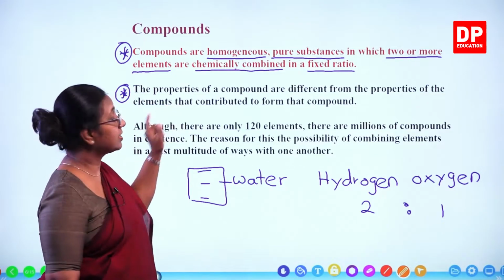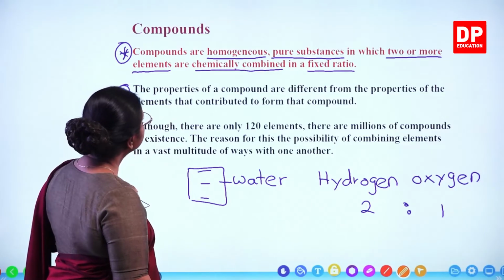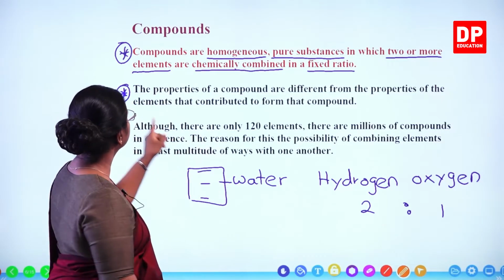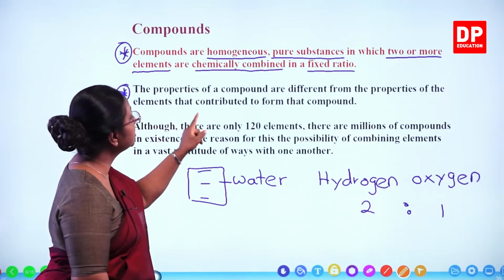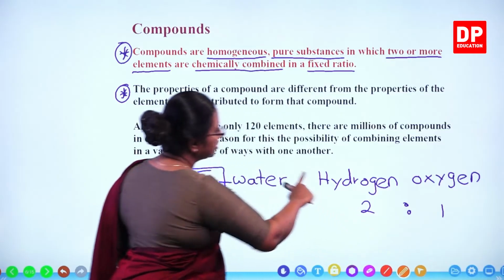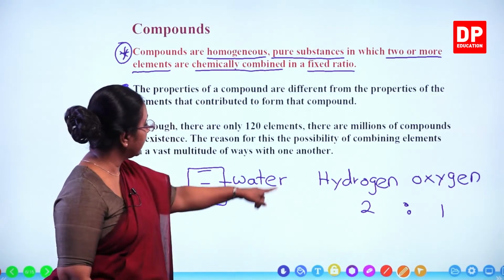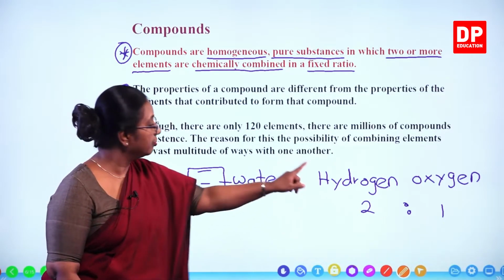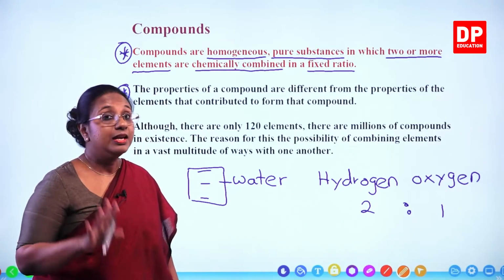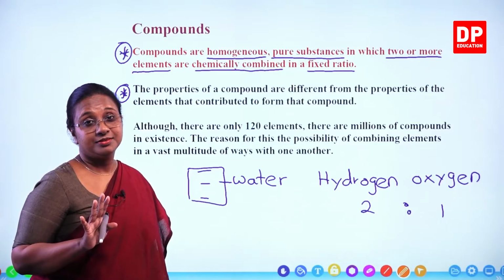That is what is explained here. The properties of a compound are different from the properties of the elements that contribute to form that compound. So these are the elements that contribute to form the compound and this is the compound. So those properties are different from properties of water. Is that clear to you all?